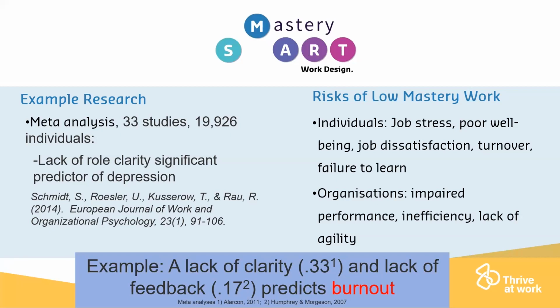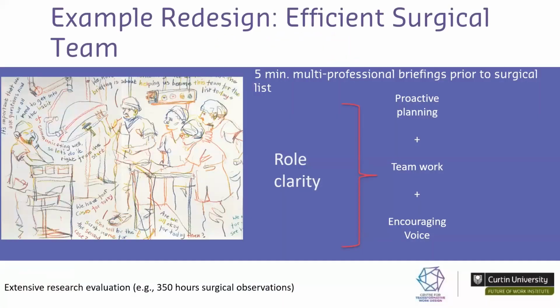And for organizations, of course, things like poor performance. If people don't know what they're meant to be doing, they're not likely to perform very effectively, and they're likely to be a bit inefficient and not very agile. Just to give an example of this, and this is a study that I have done with colleagues. So this was a case where surgical teams were coming together to carry out the list of surgeries for the day, and often they would turn up and they wouldn't even really know each other's names. They often had not worked with each other before.